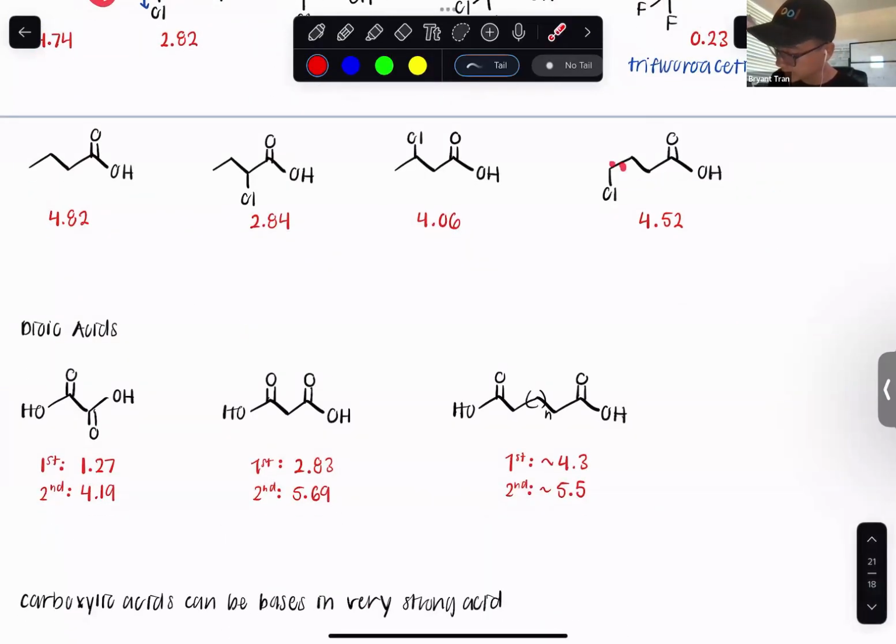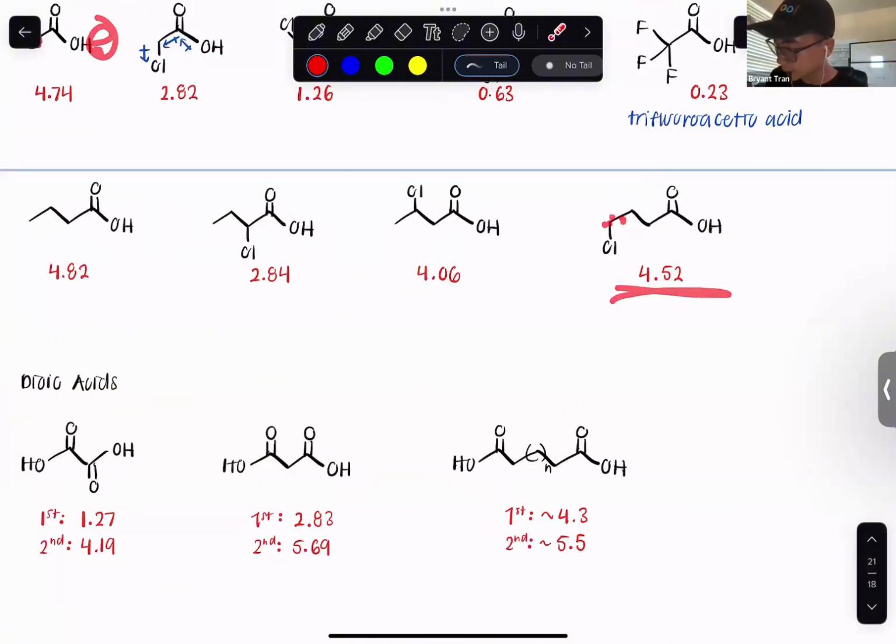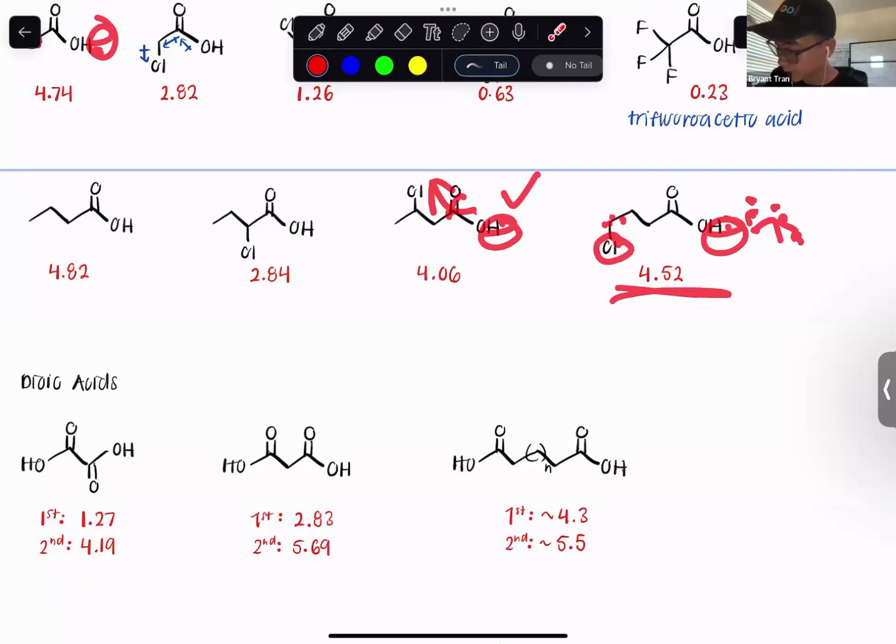Okay, the farther it is, the less stable it is. Because let's say we compare that negative charge with this negative charge. This negative charge here is more stable than this negative charge because the electronegative atom here is farther away, so it can't pull on the negative charge as much.